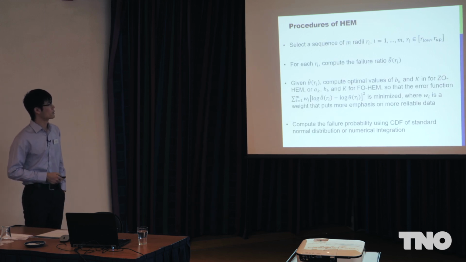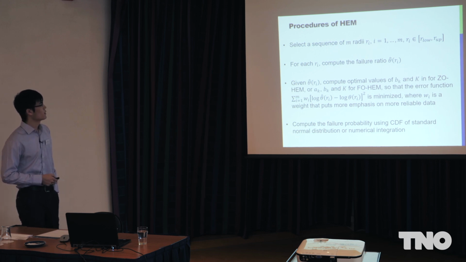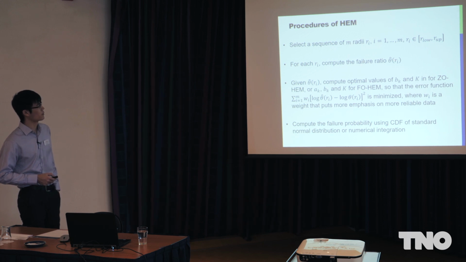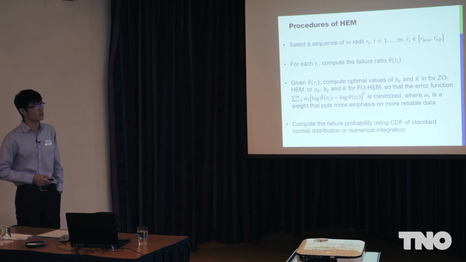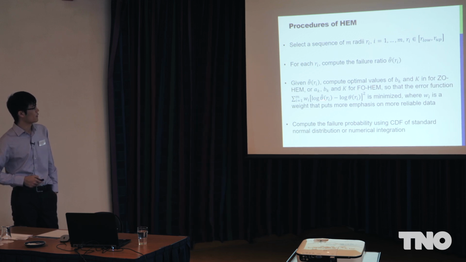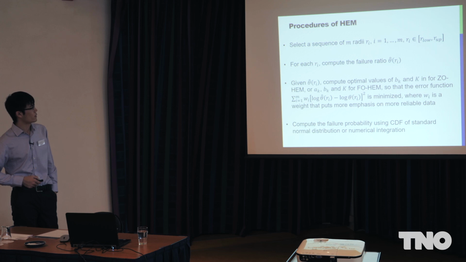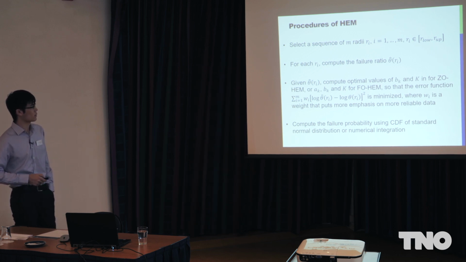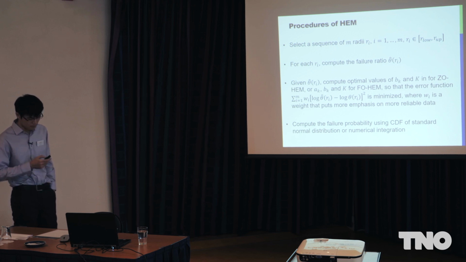So the procedure of this method is very straightforward. First, we select a sequence of radii. The radii should be large, so we can compute the failure ratio by using, for example, direct Monte Carlo simulation. And then we estimate the parameters of this model. Here we are using this as the error function, and with this weight, we put more emphasis on more reliable data. The final stage is to compute the failure probability using the formulation I showed in the previous slide.